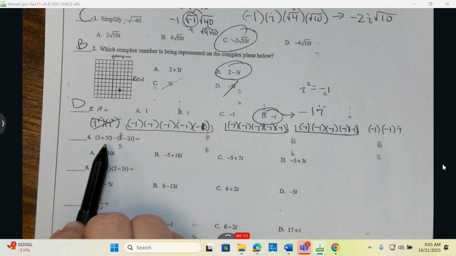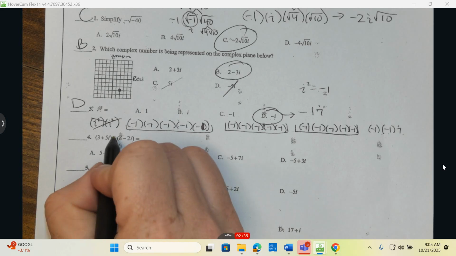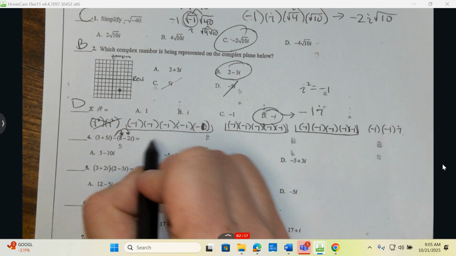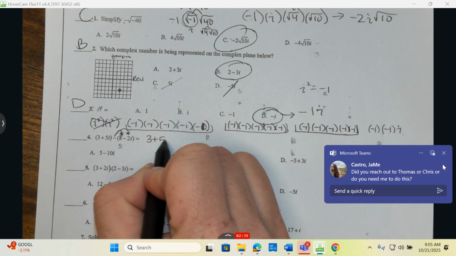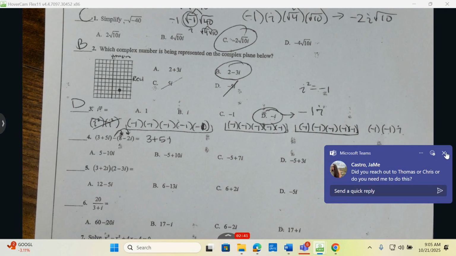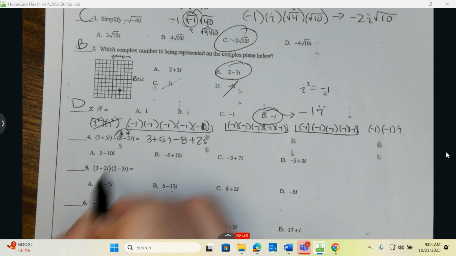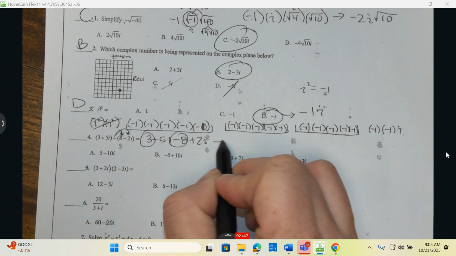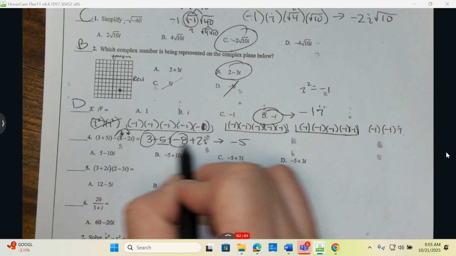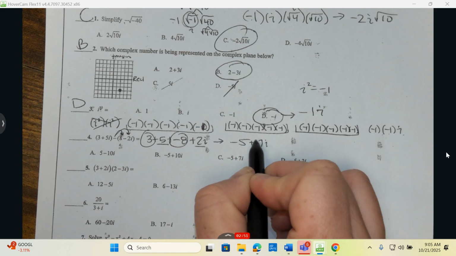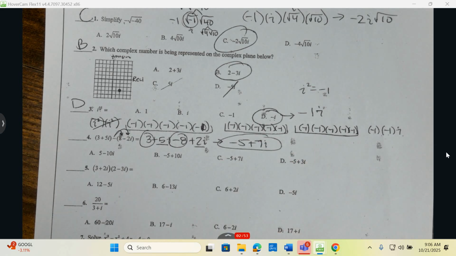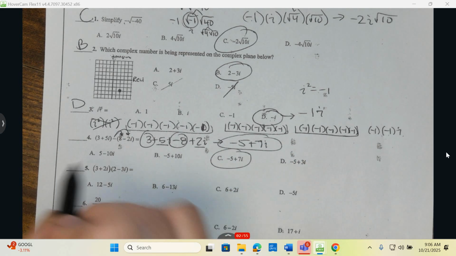Let's look now. This is not multiplying, this is subtracting. So I'm going to distribute the negative sign to everything behind. 3 plus 5i, and then I'm going to go minus 8 plus 2i when I distribute. 3 minus 8 is negative 5, 5 and 2 is 7. And we're going to find that in option C.